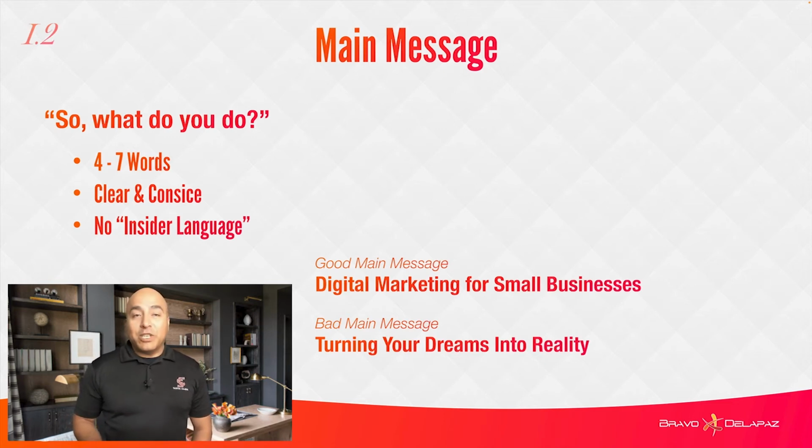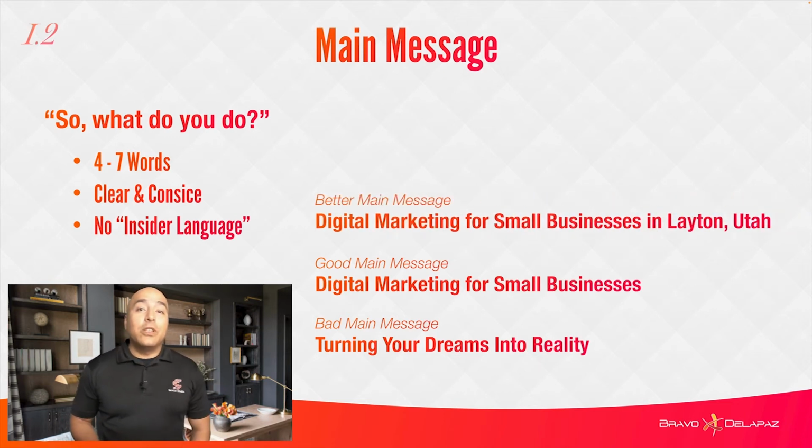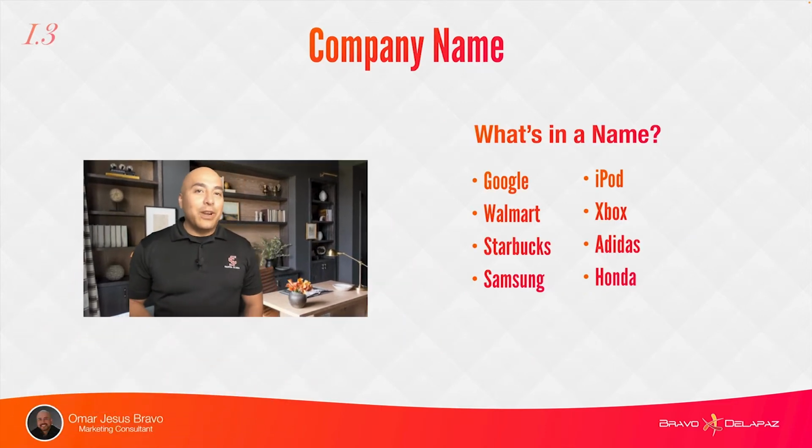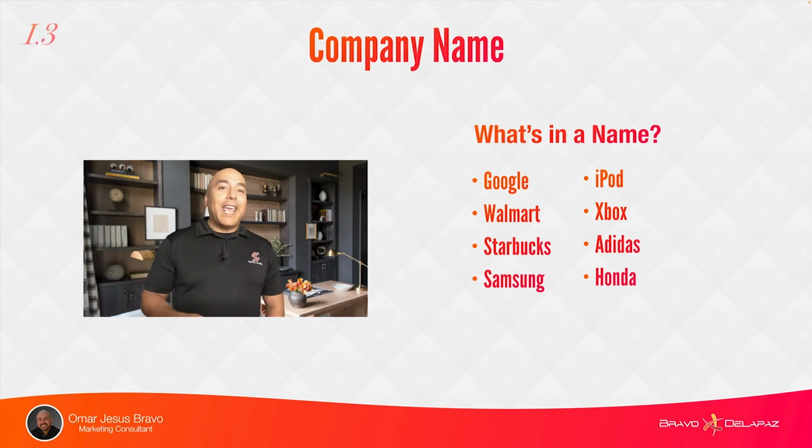For location-based businesses, the main message will include the location of your target demographic. Lastly, the best main message will include a few specific examples. Once you've established what you do with a clear main message and who you do it for with a specific target demographic, it is time to give your company a name. The trick to a great business name is choosing something unique and, at the same time, vague enough that it can grow with your business over time.